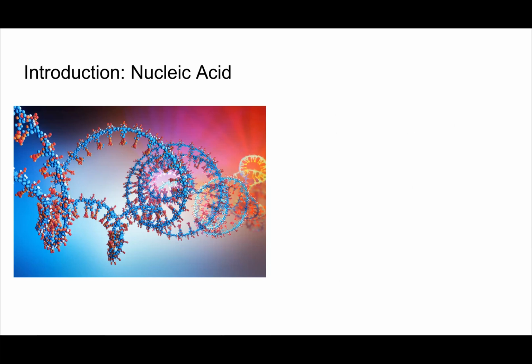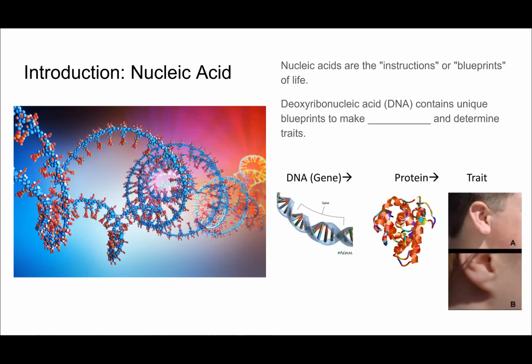So, in this video, we're going to study what makes twins identical, right? Twins are identical because they have the same composition of nucleic acid. Nucleic acids are the instructions or blueprints of life that tell the life what needs to be made. DNA and RNA are the two common types of nucleic acids. DNA contains a unique blueprint to make protein. That protein would actually determine the trait, such as whether your earlobe is hanging or if you do not have a very specified earlobe.